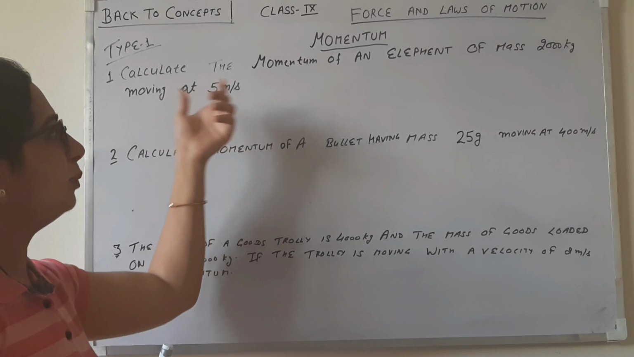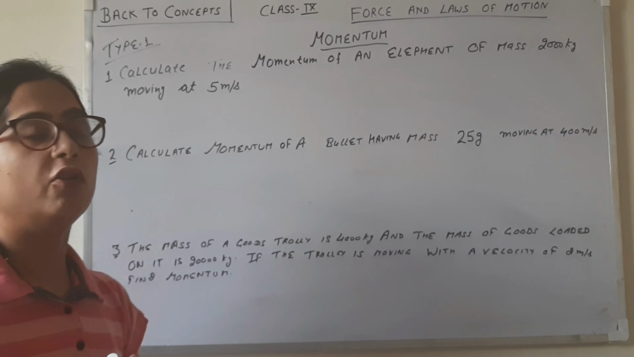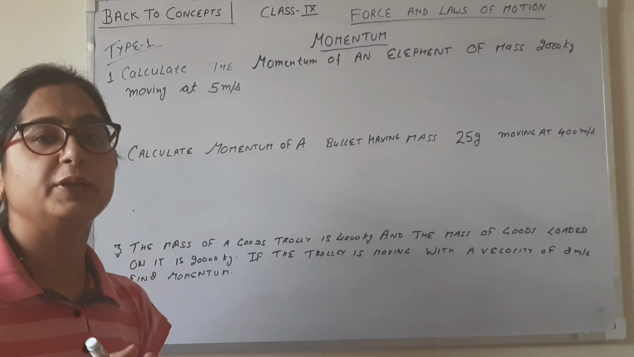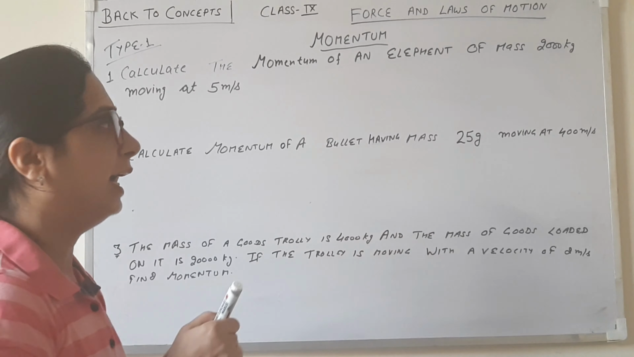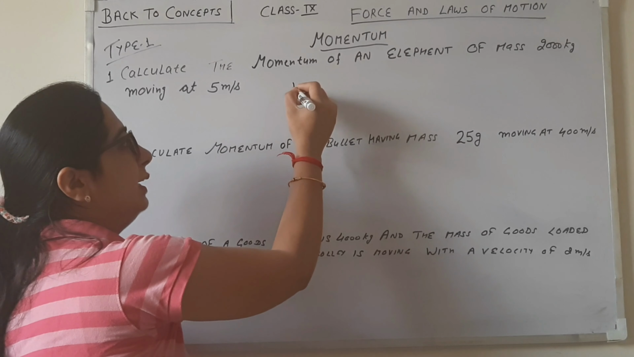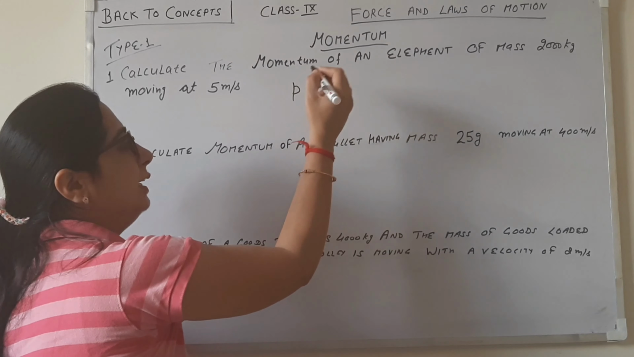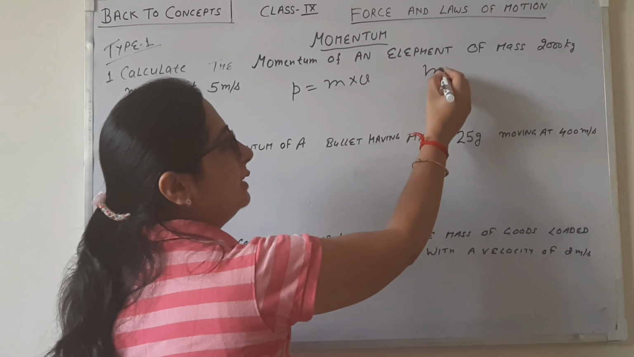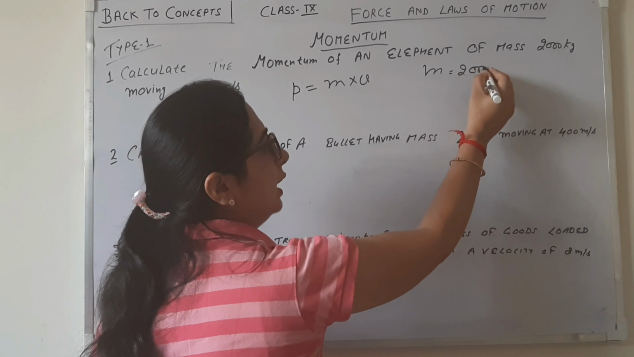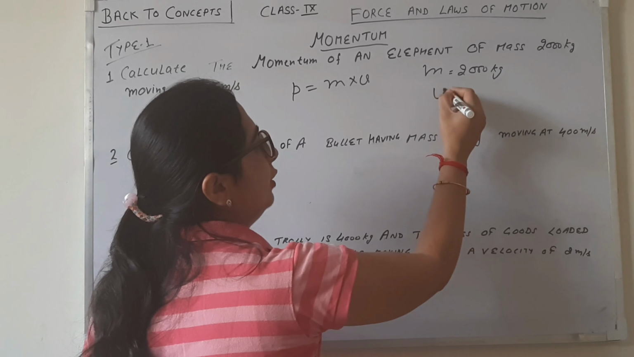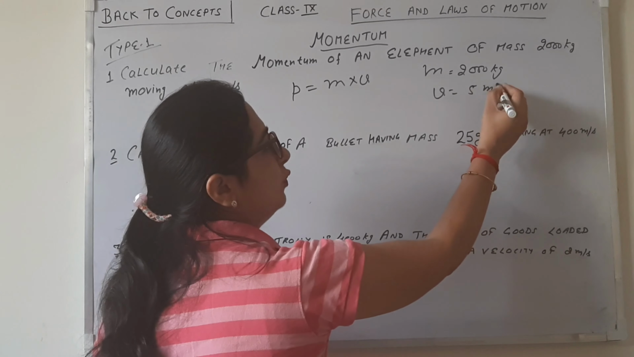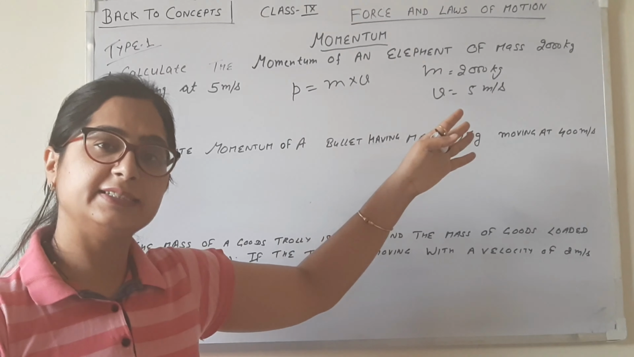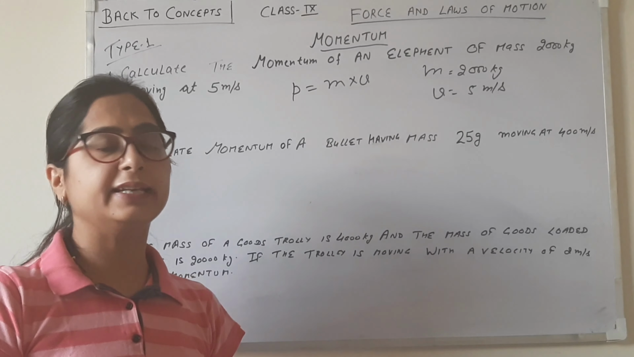Now calculate the momentum of an elephant of mass 2000 kilogram moving at a speed of 5 meter per second, and we know that momentum of a body is equal to mass multiplied by velocity. Here mass is given, that is equal to 2000 kg, and the velocity is given, that is equal to 5 meter per second. Here the units are in the SI system, so no need to change anything.